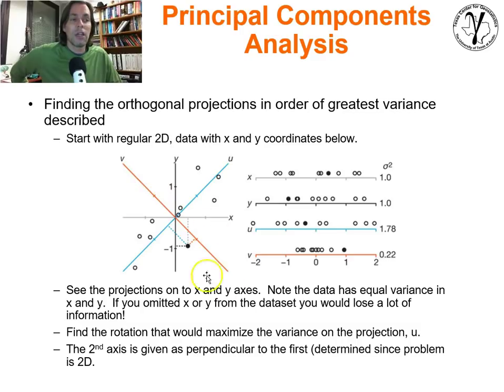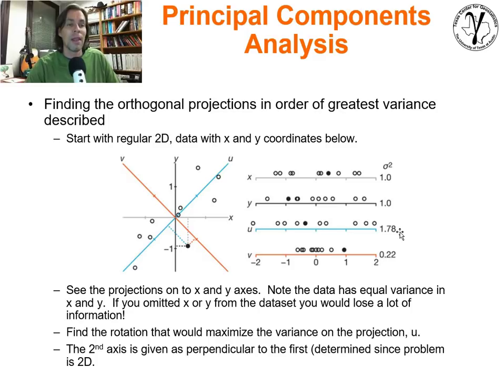It's clear that it's not going to be in this direction to maximize variance. And if you look at the data projected onto that blue vector and you calculate its variance, you'll find out that it's going to be 1.78, much larger than the variance that we saw in the original variables x and y. So we now have a first principal component that has expressed or maximized the variance of the data along that component.